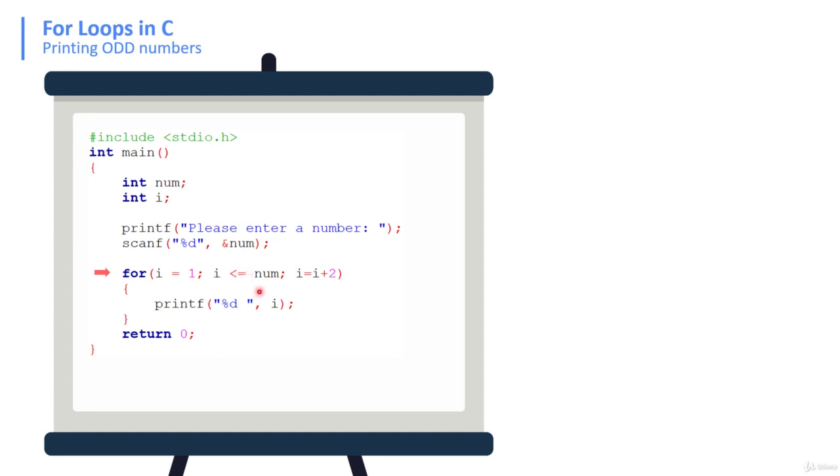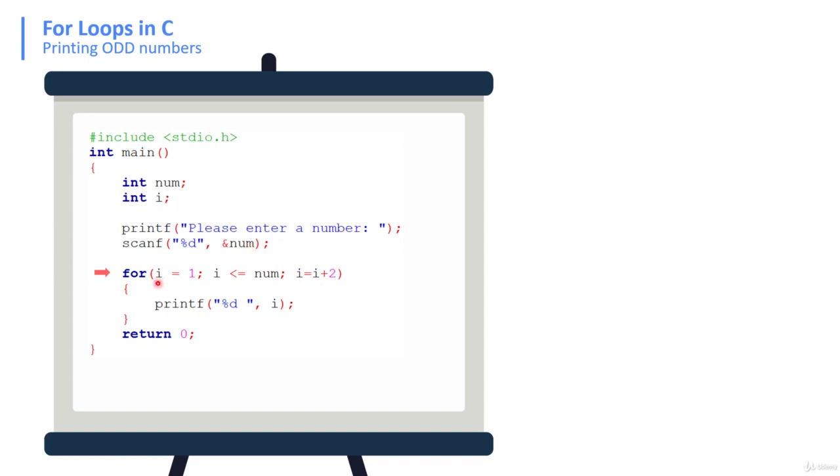Alright, so now let's take a look at another example where we have to print just odd numbers, from 1 up to a given number that the user provides. Pretty similar to what we've done in the previous example, but now we are going to print all the odd numbers from 1 till this given number.